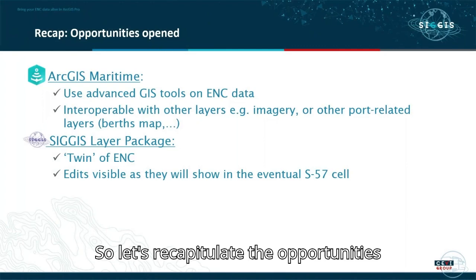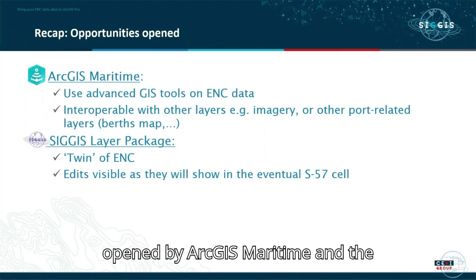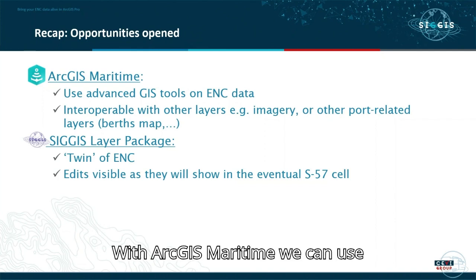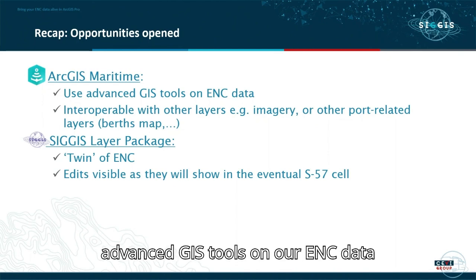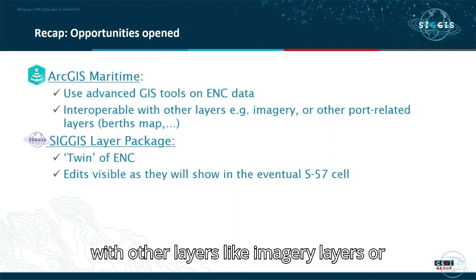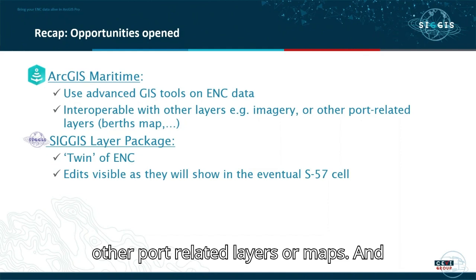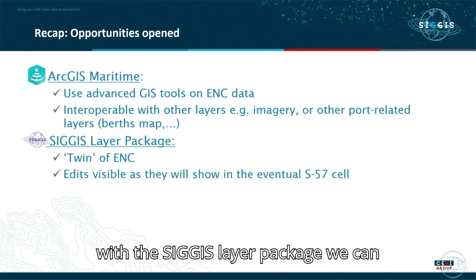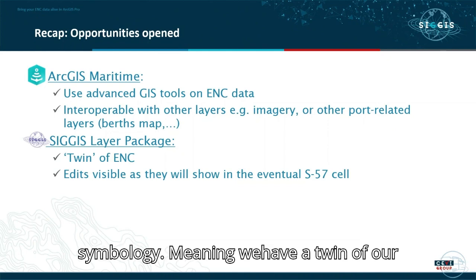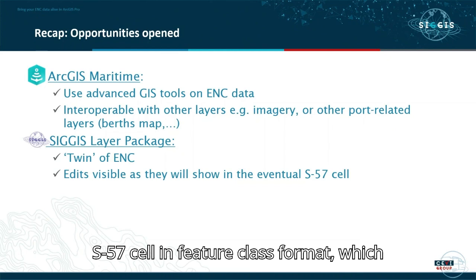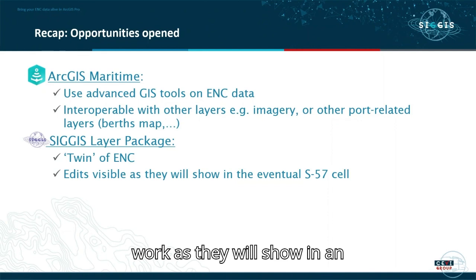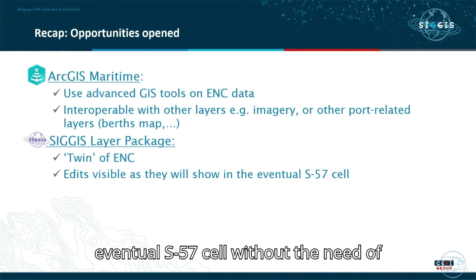So let's recapitulate the opportunities opened by ArcGIS Maritime and the SIGGIS layer package. With ArcGIS Maritime, we can use advanced GIS tools on our ENC data, and it makes our ENC data interoperable with other layers, like imagery layers or other port-related layers or maps. And with the SIGGIS layer package, we can give our thematic feature classes S52 symbology, meaning we have a twin of our S57 cell in feature class format, which also means we can see the edits and our work as they will show in an eventual S57 cell without the need of exporting.